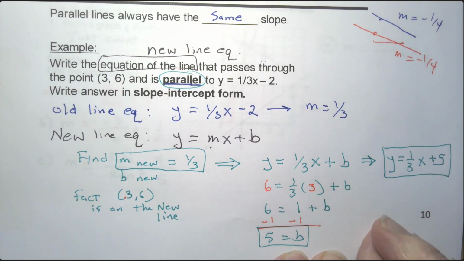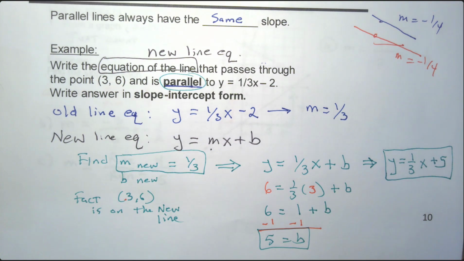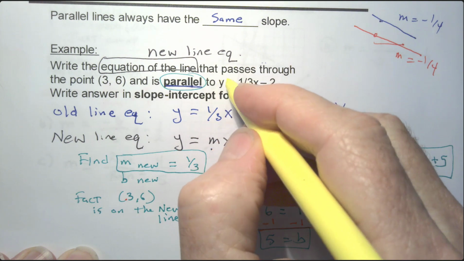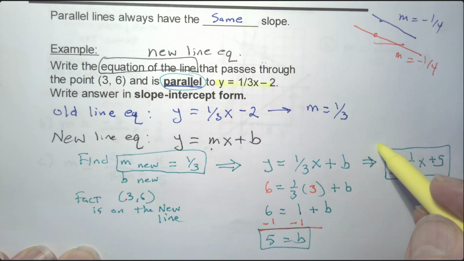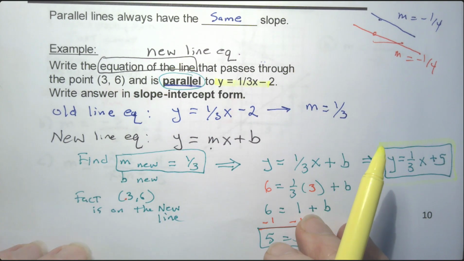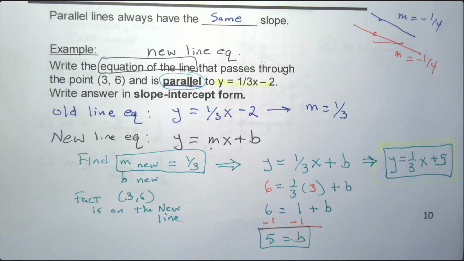Now how could we check this? If you wanted, you could type the old line and the new line into Desmos, and we should see a picture of two lines that don't touch. They should be parallel, and they intercept at different points. I'm not going to do that for the sake of time. We've already gone a long time on this. I'm going to quit here.